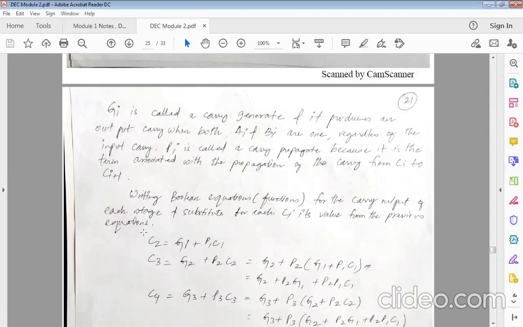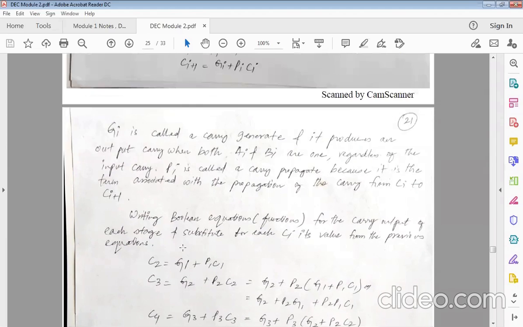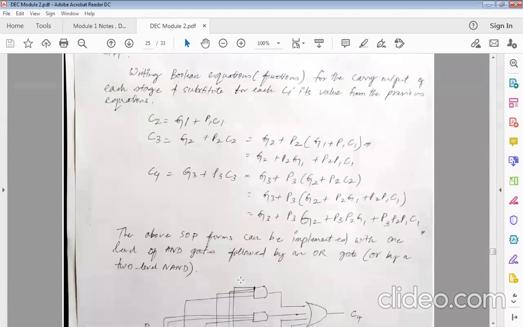Similarly, C3 is equal to, which means I am going with the next stage, 2 plus 1. So C3. Wherever I is there, you have to substitute 2, so G2 plus P2 C2. Now from the previous equation, we have the value of C2. I will put this equation as it is here, G2 plus P2, and C2 I will substitute in the bracket.